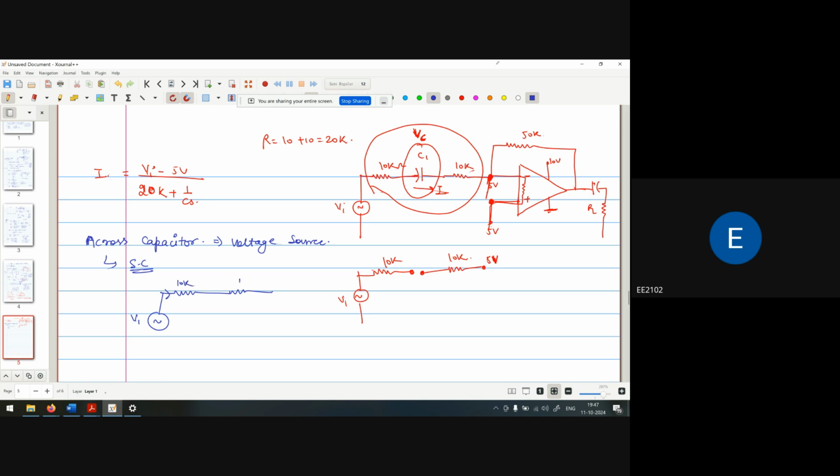this is the 10K, this is the 10K. So what is the value of current? I is VI upon 20K, and this 20K is basically the RTH. They are not exactly taking across the capacitor, they are basically calculating the Thevenin equivalent at the input side.